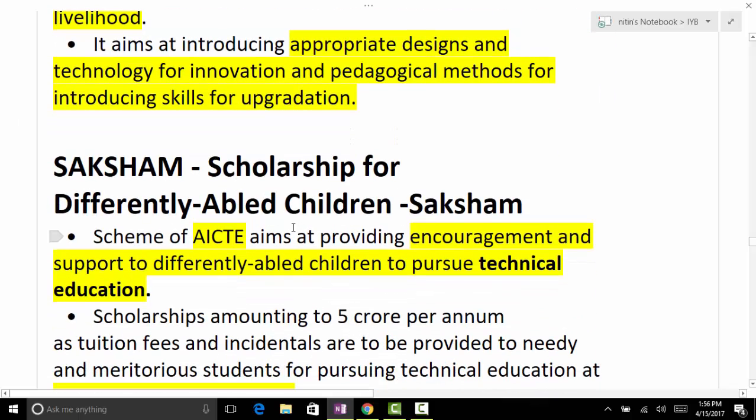Saksham, scholarship for differently abled children, scheme by AICTE, helping to encourage differently abled children to pursue technical education. So the name Saksham, to make somebody able, so to ensure the differently abled people get to enhance their ability.